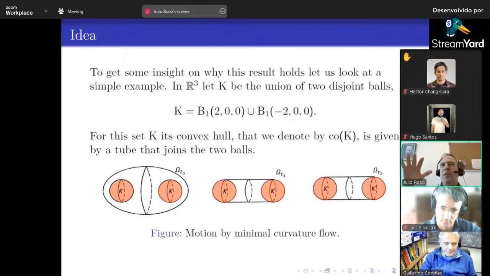Okay, this answers more or less your question, because this is the intuition. This is the intuition that I have behind this movement of minimal curvature. I see.